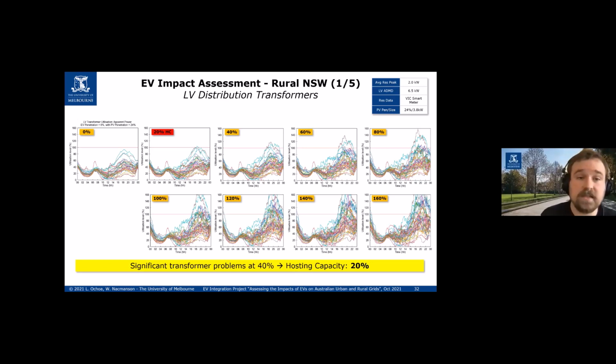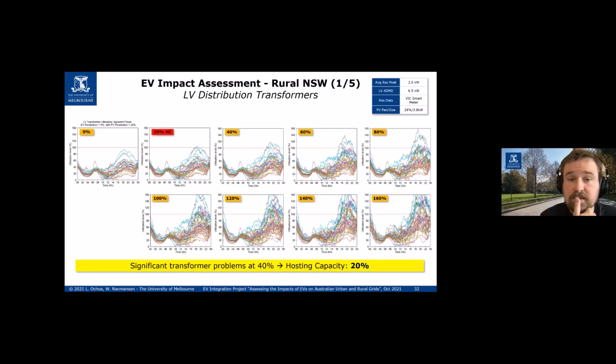And in particular, once we get beyond that 100% mark, where we start considering the second cars that people have in their homes also as an EV, things really do start to get out of hand for the asset congestion. And this is absolutely something that would need to be addressed if we wanted to increase the hosting capacity. So significant problems at 40%. So we can conclude, based just on this asset, the hosting capacity is 20%.